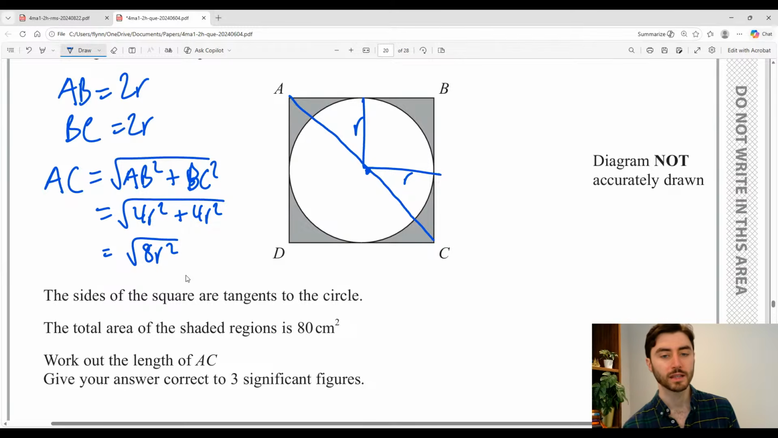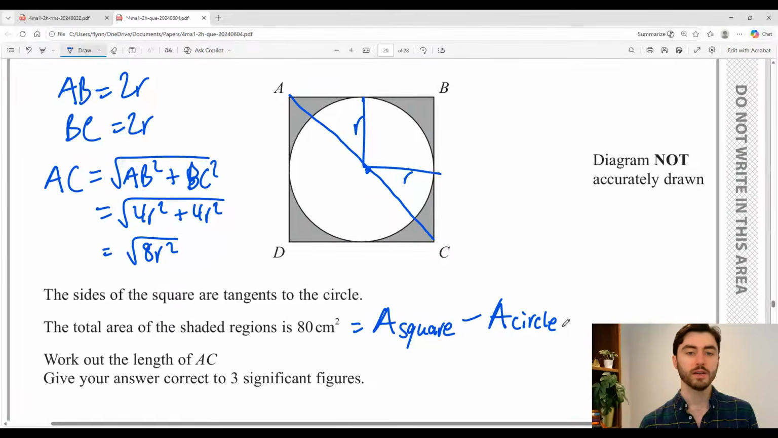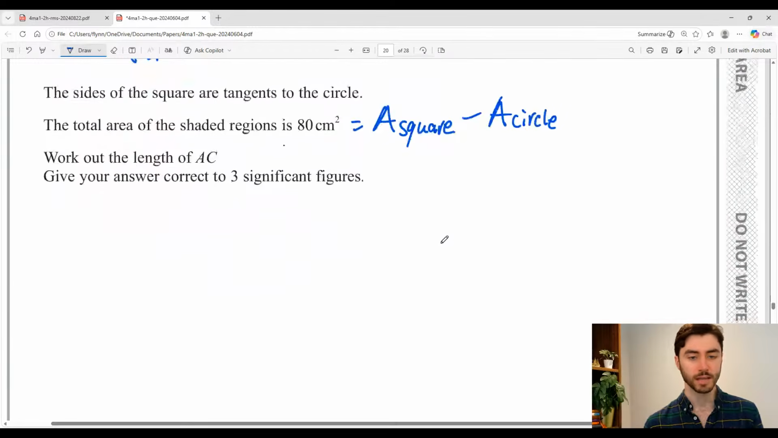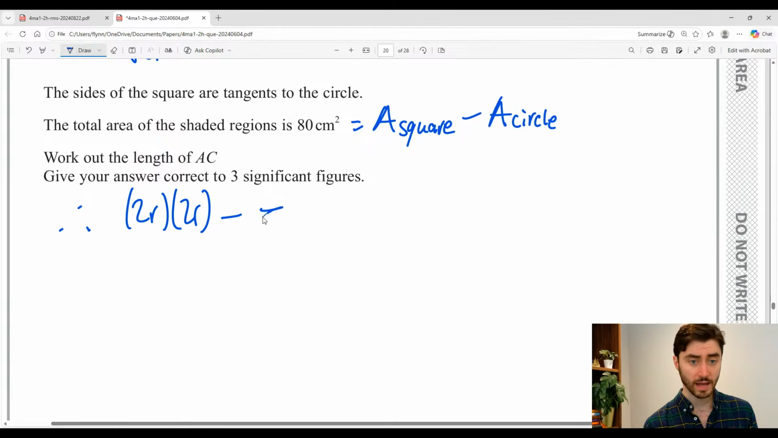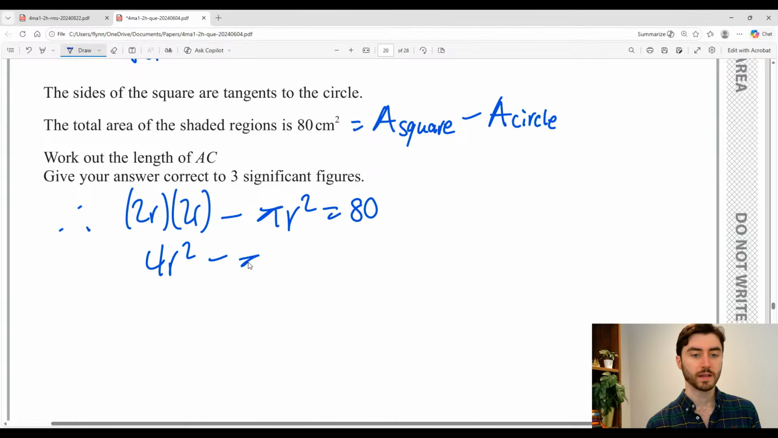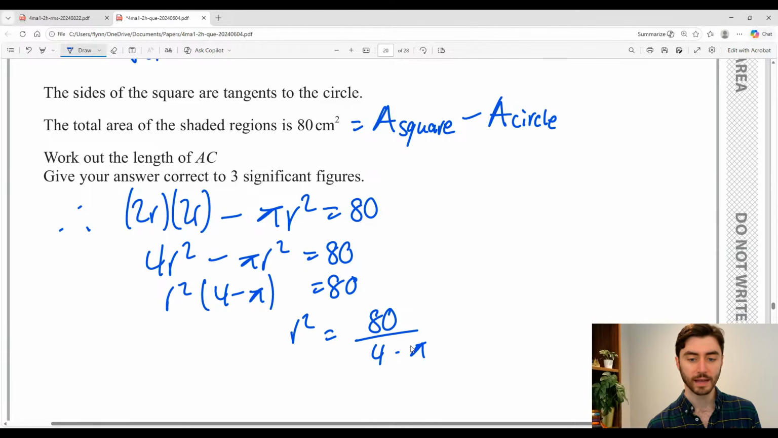And the way we're going to do that is by using this area. The area that is shaded is the area of the square minus the area of the circle. The area of the square is AB times BC, so it's 2r times 2r. And the area of the circle is pi r squared, and that equals 80. So 4r squared minus pi r squared equals 80. We can take an r squared out of that and get a result that r squared is equal to 80 over 4 minus pi.